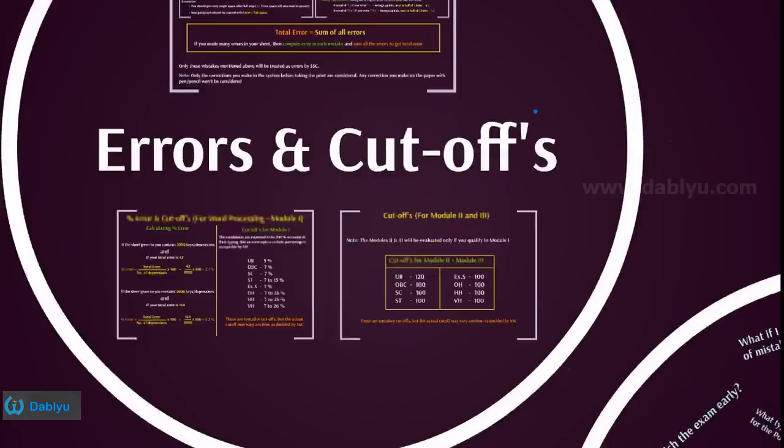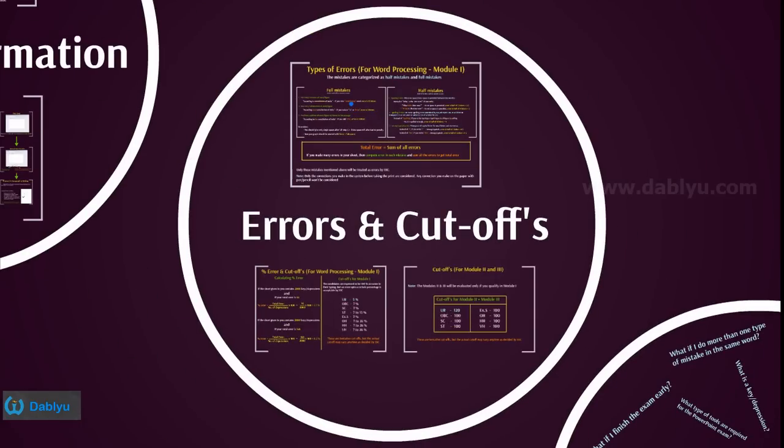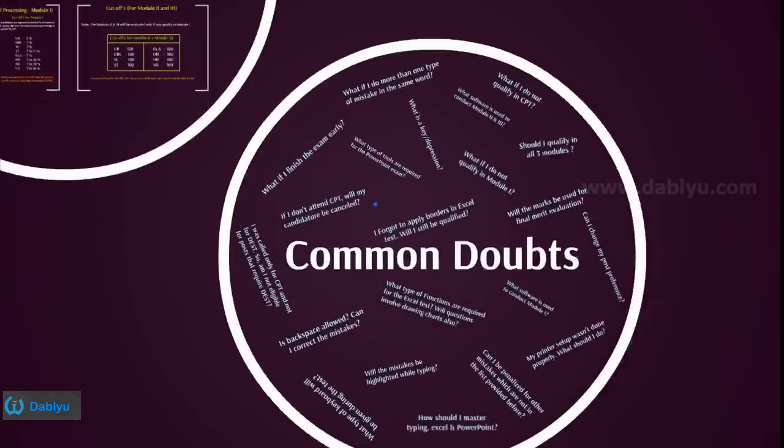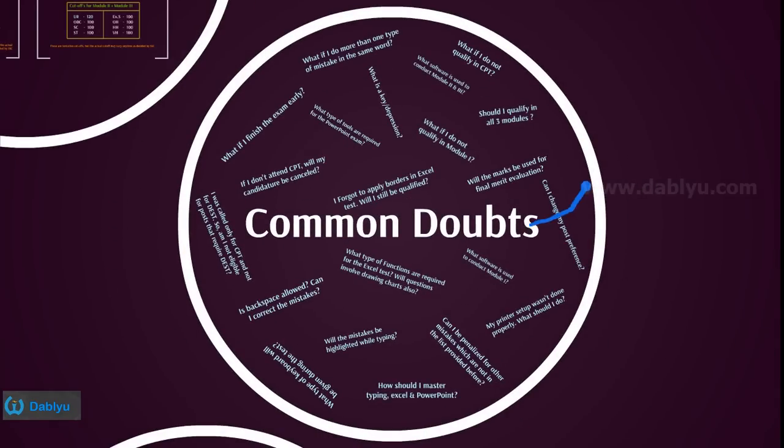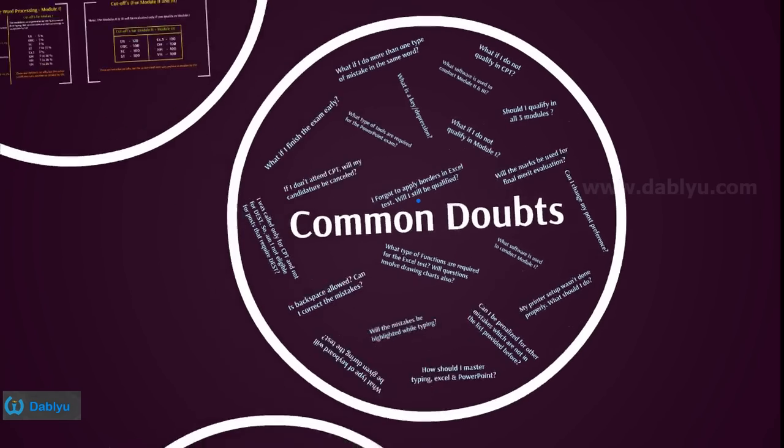Okay, so now we have talked about all the different types of errors. We have looked at total error, we have looked at percentage error, we have looked at cutoffs for module 1 and then module 2 and 3, and we have talked about the importance of module 1, and finally module 2 plus module 3 will be the final basis of cutoff qualification, right? So this is all in this errors and cutoff lecture. In the next lecture, we'll talk about the most common doubts which most of the students will have, and we'll answer them all. Okay, so that's it for this lecture.